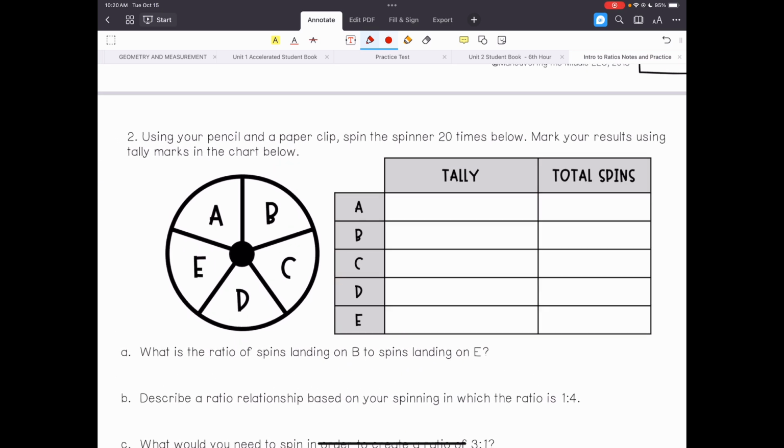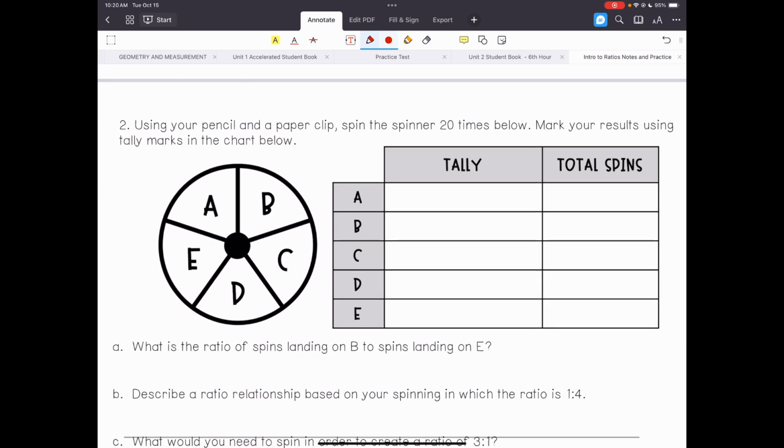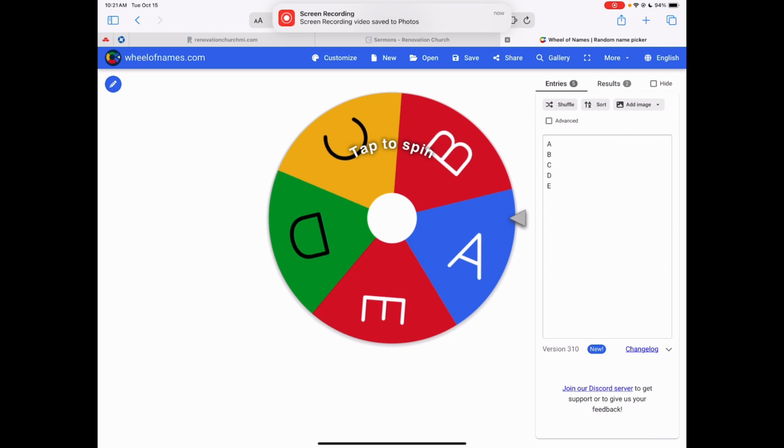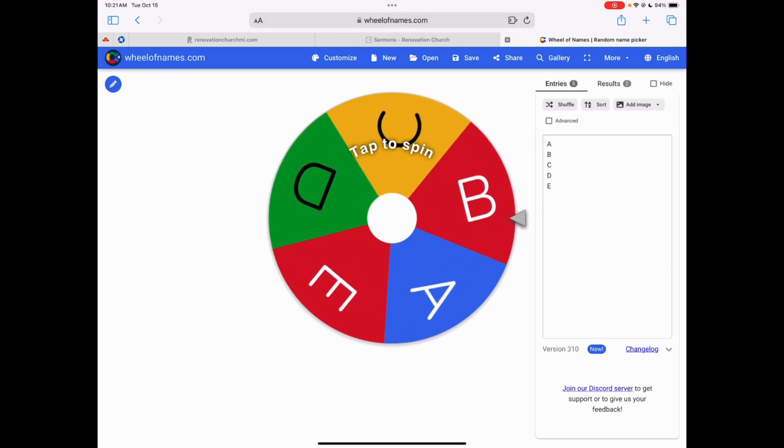Okay, so we are actually going to do this as a class. I have a spinner ready to go. For time's sake, we are actually only going to do this 10 times, and I say that because the spinner feels like it takes forever. But we're going to do that. I have A, B, C, and D on a spinner, and we're going to make tally marks and figure out the total number of spins that shows up for each letter. So let's... Okay, so here we go.